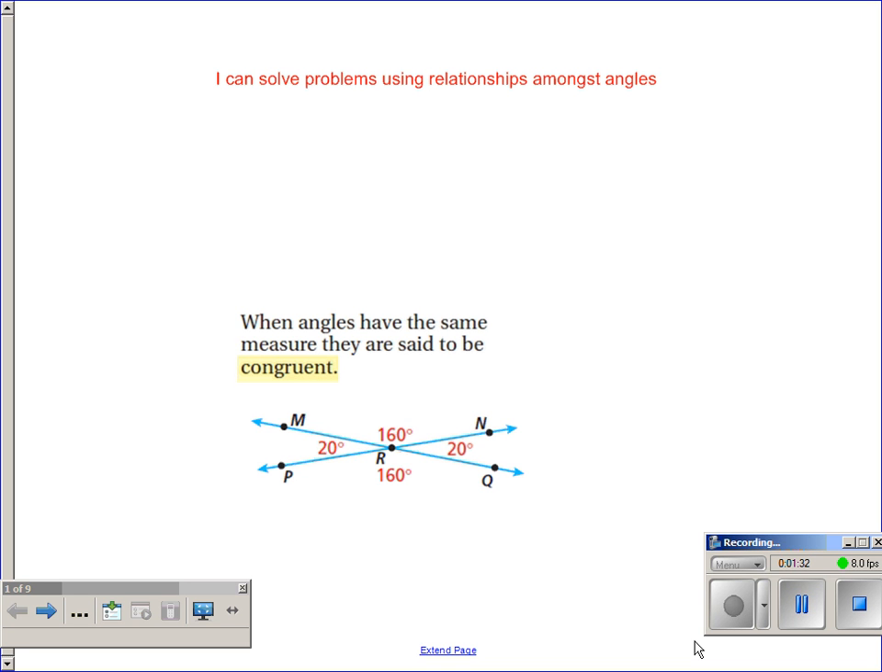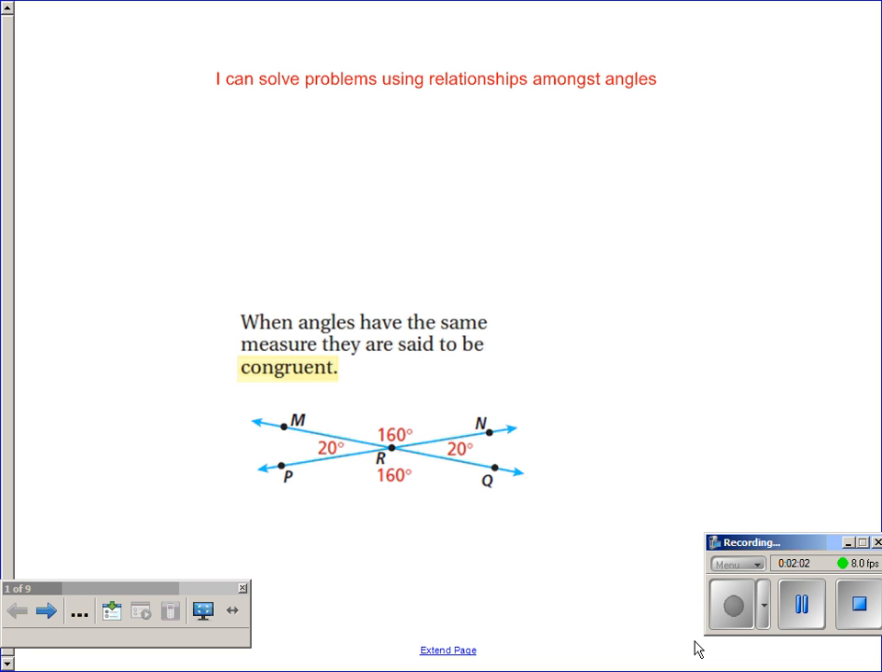This angle right here, and we call this angle MRP, or we can call it angle PRM, or we can just call it angle R. But we'd get confused on this because there's actually two angle R's. But both angle R's are the same, so they are considered congruent. So angle MRP is congruent to angle NRQ.